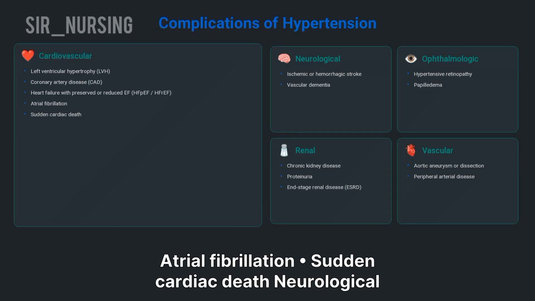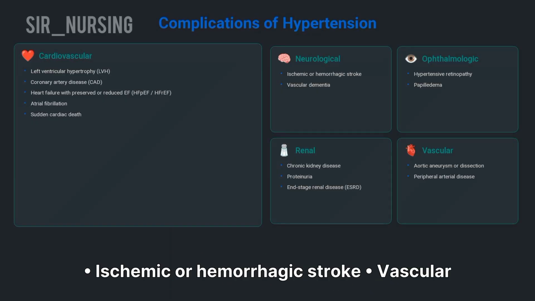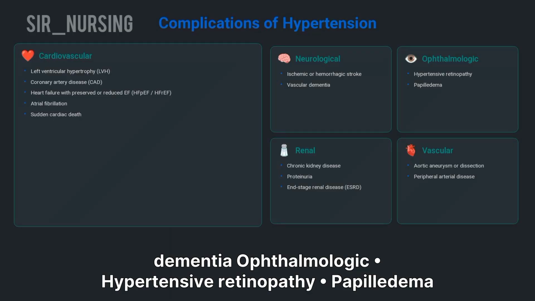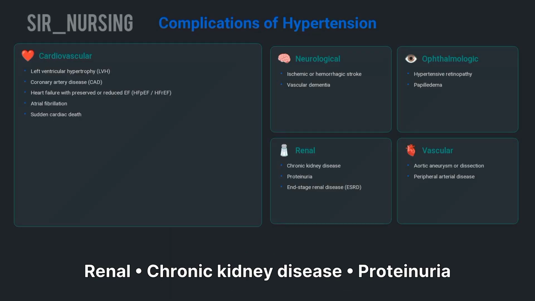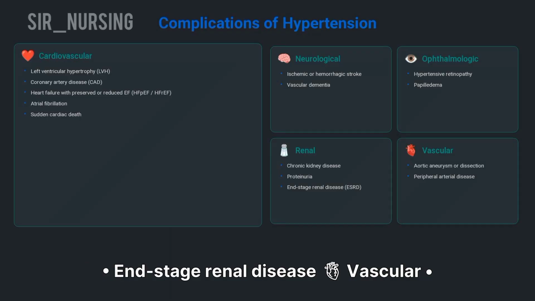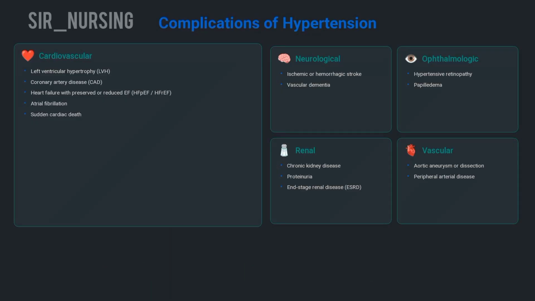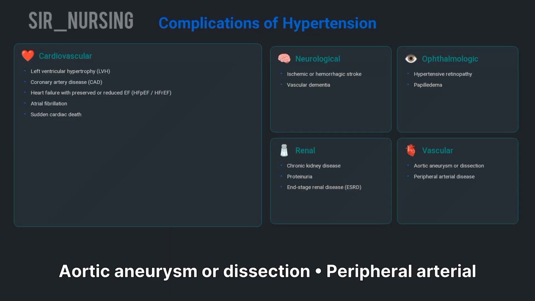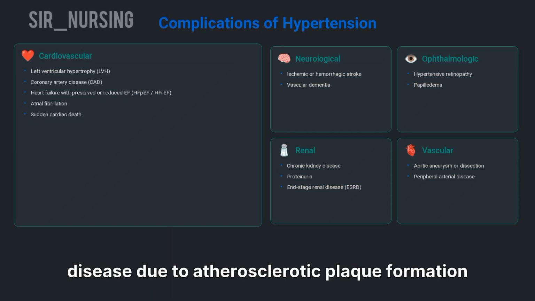cardiac death. Neurological: ischemic or hemorrhagic stroke, vascular dementia. Ophthalmologic: hypertensive retinopathy, papilledema. Renal: chronic kidney disease, proteinuria, end-stage renal disease. Vascular: aortic aneurysm or dissection, peripheral arterial disease due to atherosclerotic plaque formation.